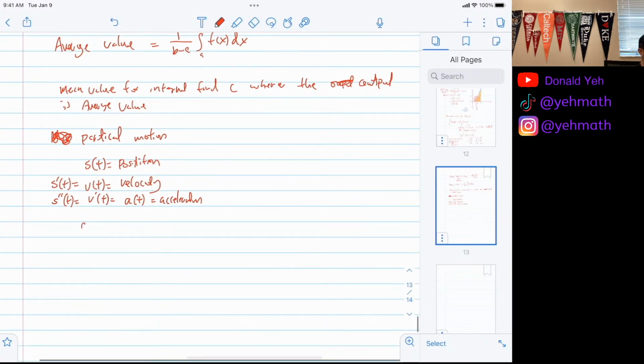Also, later down you might know you can integrate a of t dt. What is the integral of a of t dt? Velocity, but you're going to have an initial velocity right here, which is c. Integration of v of t is equal to s of t plus c.